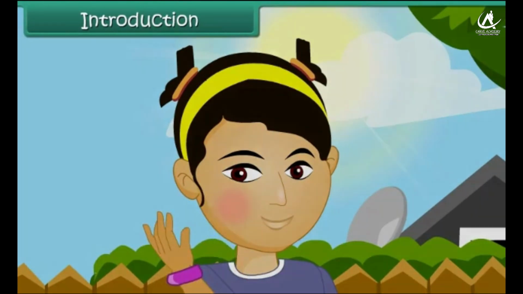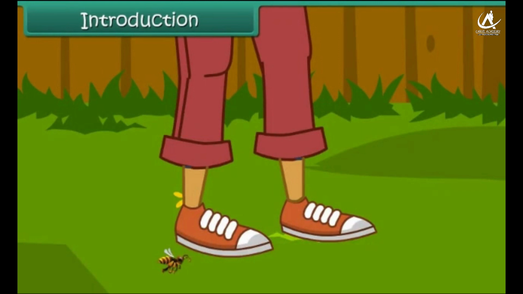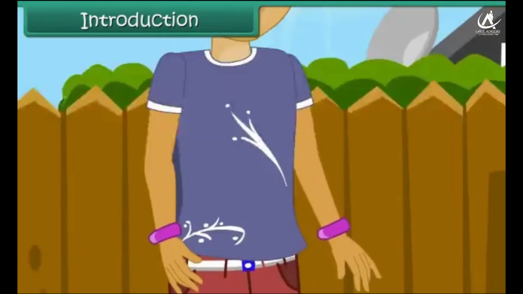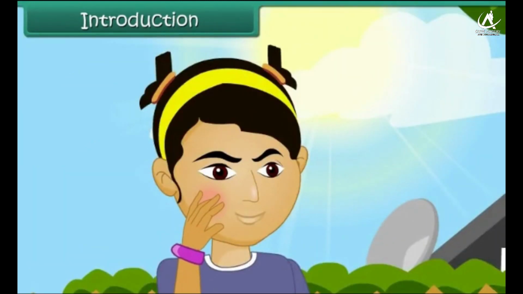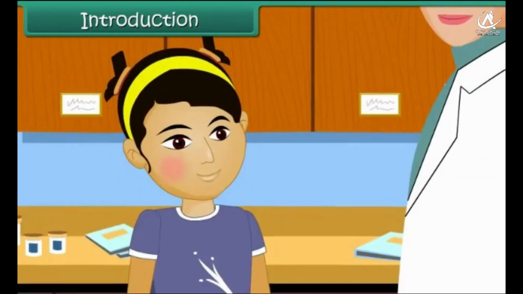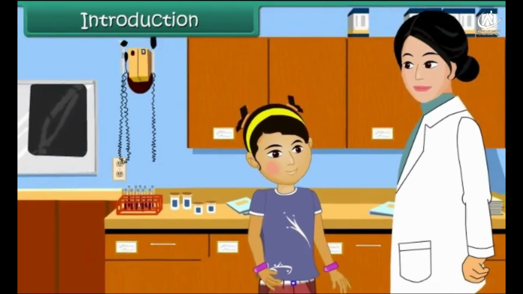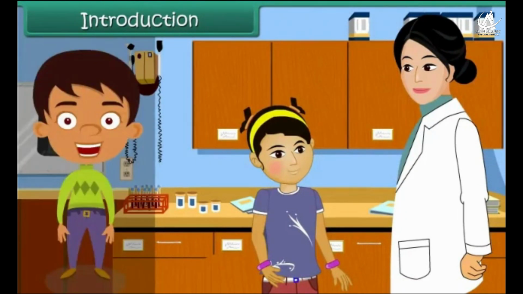On removing her hand, she finds a honeybee fall dead to the ground. Rashmi is in terrible pain. She rushes to a doctor for medical relief. You just saw Rashmi's first reaction to an external influence.